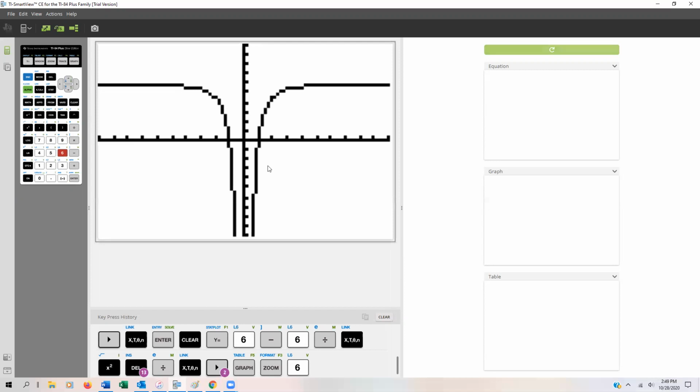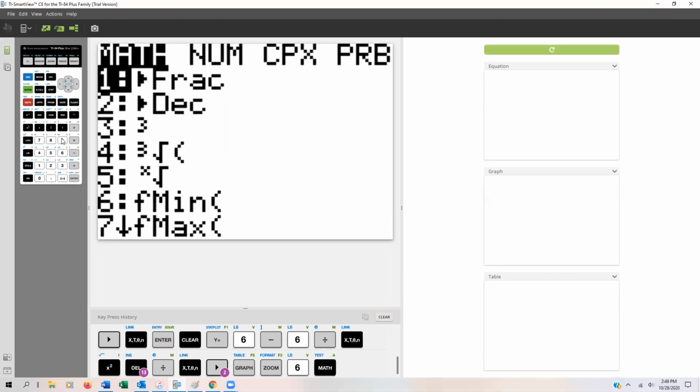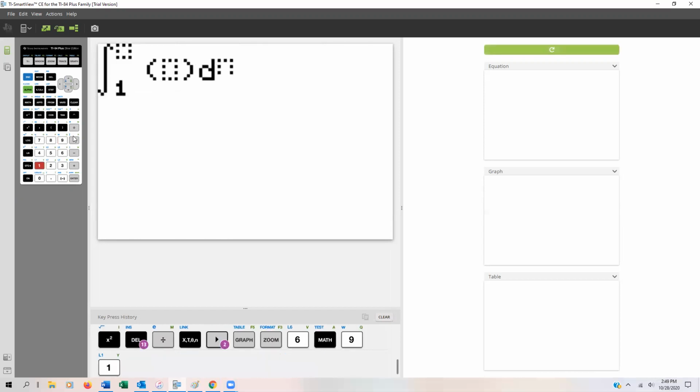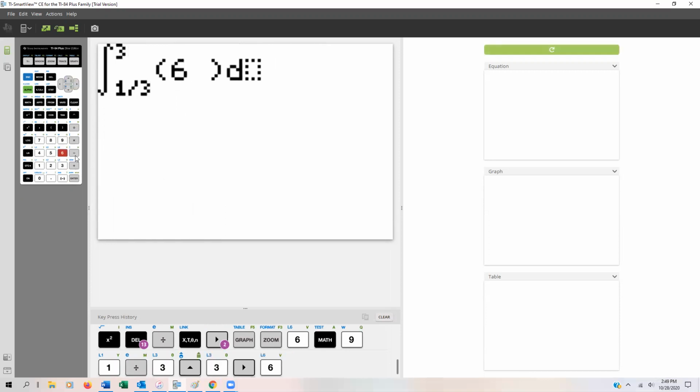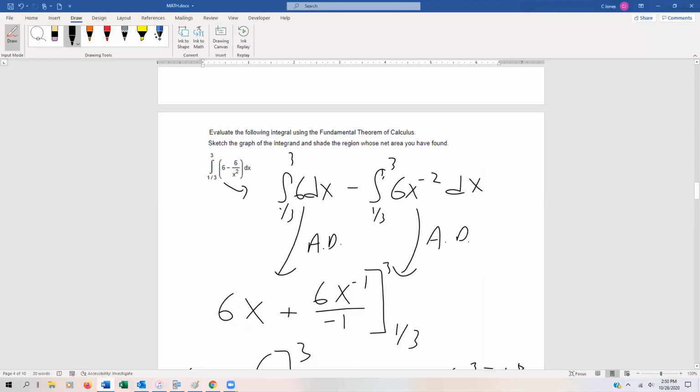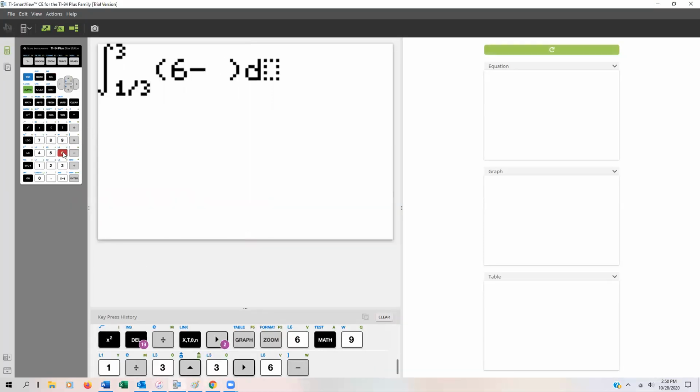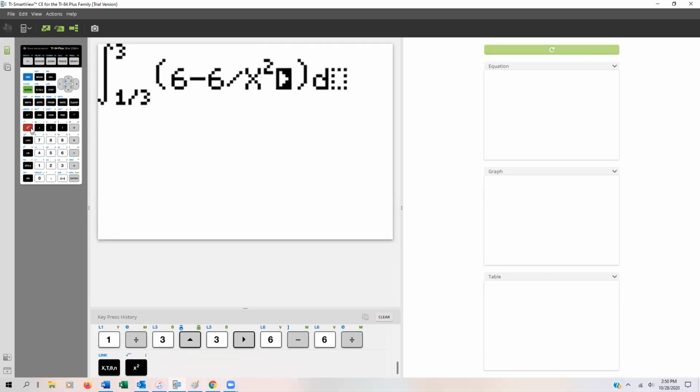And of course, what we can always do is use the fnInt function. So I'm going to hit math, I'm going to hit 9. Remember, we had 1/3, and then we had 3, and then we had 6 minus, I think it was 6 over x squared. Let me verify that. x squared dx. And then we can just go ahead and graph that.